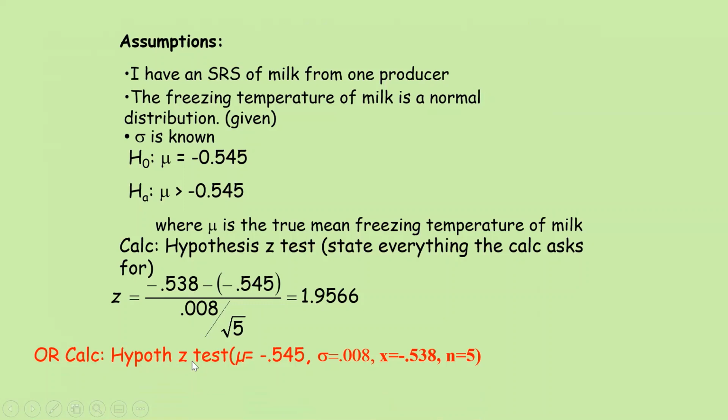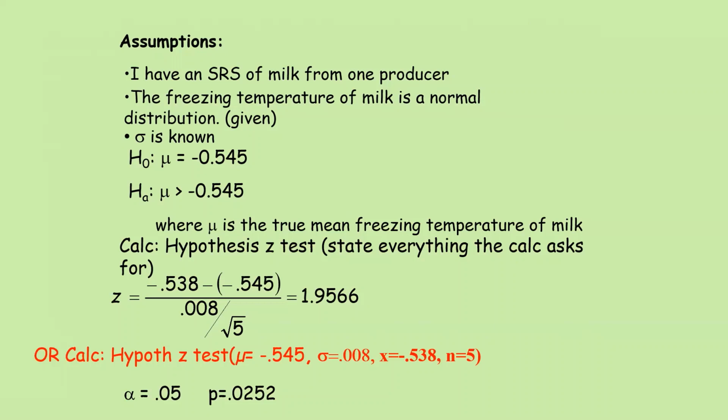Or you're going to label hypothesis z-test. Your mu is negative 0.545, sigma is 0.008, x bar equals negative 0.538, and n equals 5. So that is just like confidence intervals. That's how you need to show your work for a calculator. After you hit enter and calculate, you must state alpha, and you must state the p-value. The p-value you can get from the calculator. If you're using the z-statistic, you need to go inside the z-table. But our p-value from calculator output or z-table should be 0.0252.